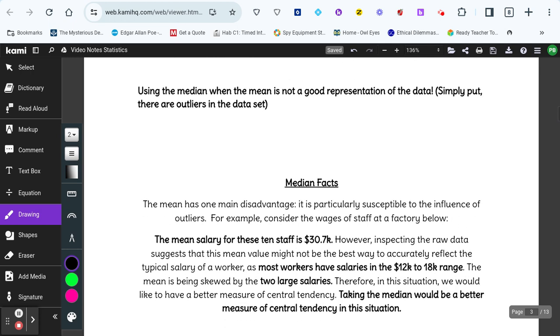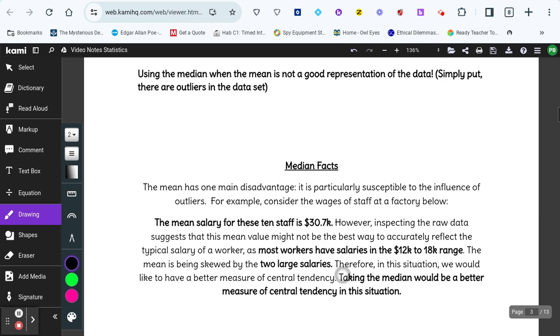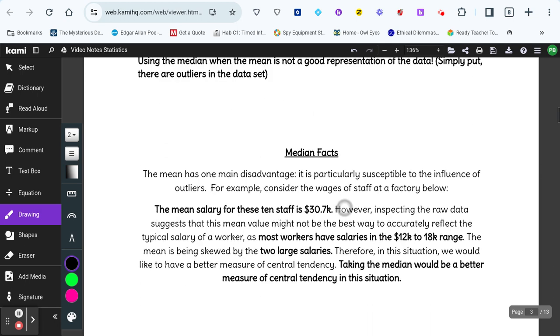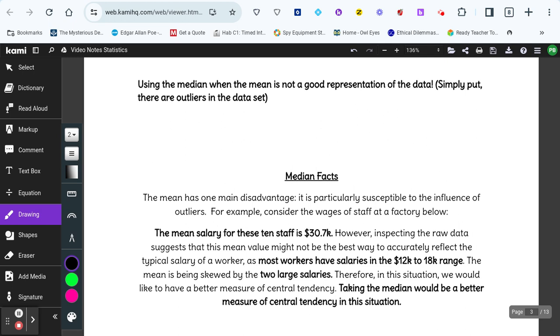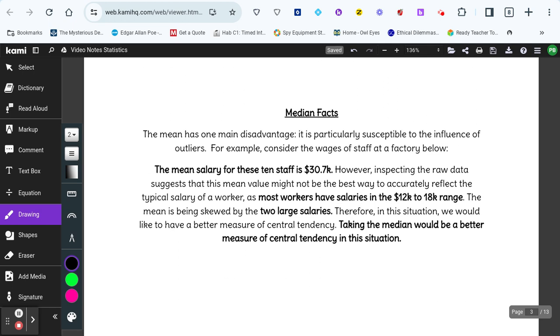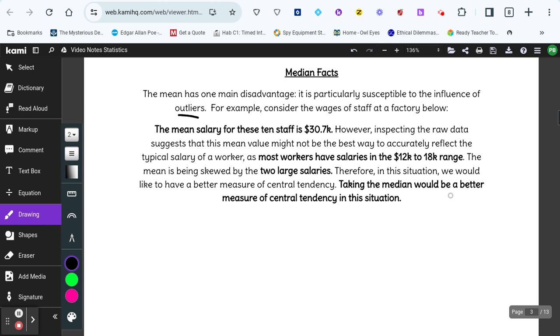All right, using the median when the mean is not a good representation of the data. Simply put, they're outliers. So the mean can only not be a good representation when you've got outliers. All right, so let's talk about median since I brought it up. The mean has one disadvantage. It's very susceptible to the influence of outliers.